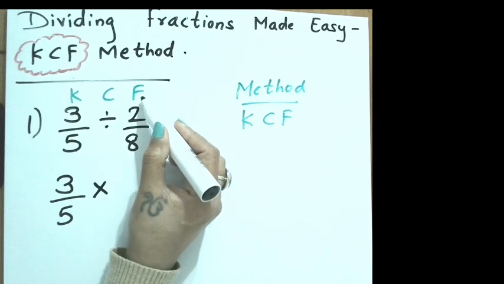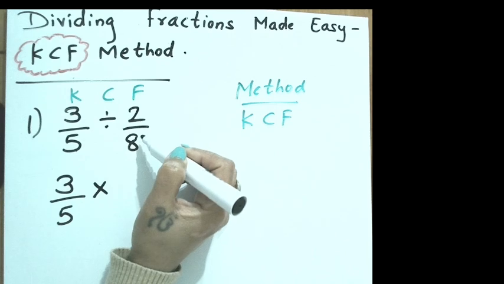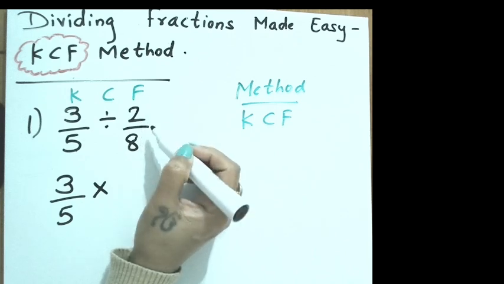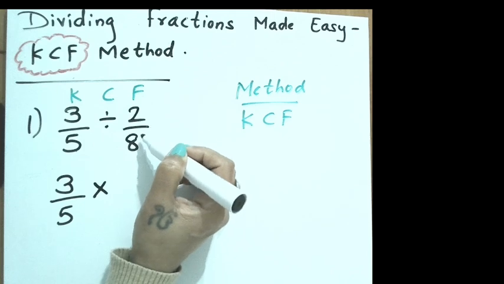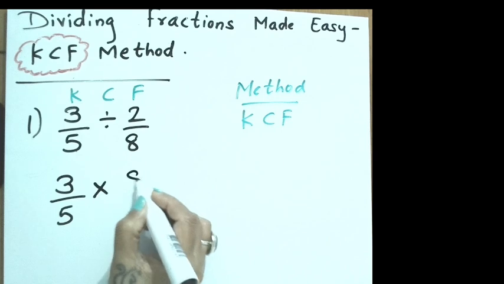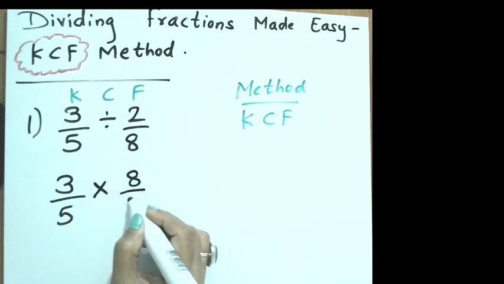Next is flip. So now you have to flip the positions, or do the reciprocal. Flipping the position means now 8 will go at the top, 2 will come down. So you have flipped it.